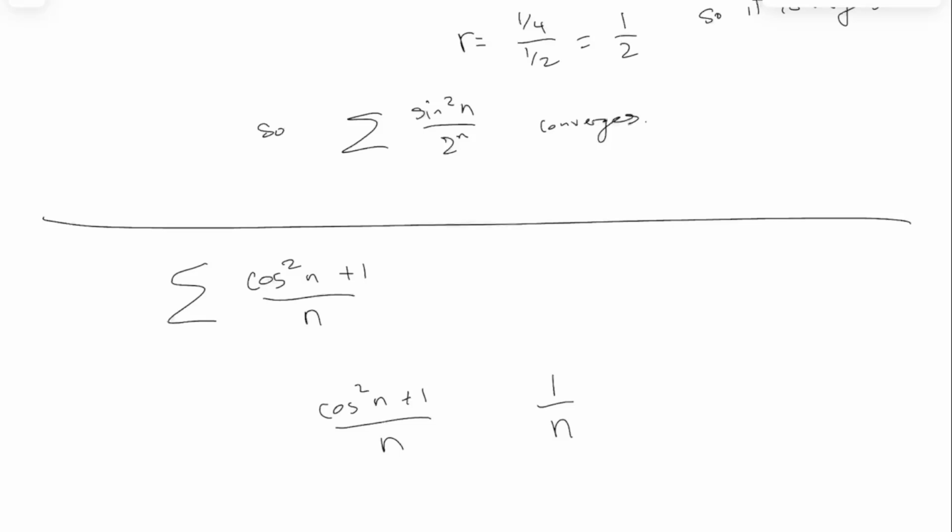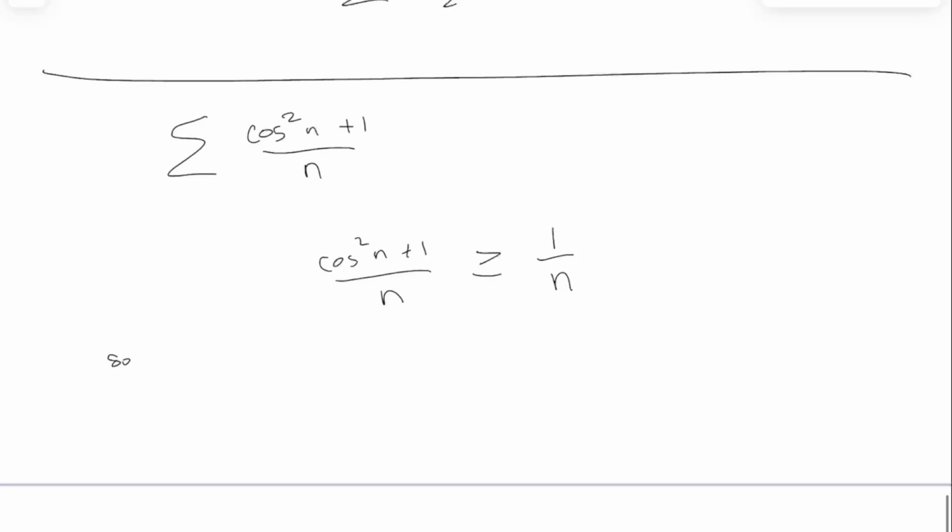And which way should the inequality sign go this time? I think this is a greater than. The denominators are the same, so we don't need to worry about the denominators. The numerator on the left is 1 plus something, so it's a little bit bigger than 1. So this goes that way. And so that means my sum here, cosine squared n plus 1 over n, is greater than or equal to just the series 1 over n. And that series is a p series with p equal 1.